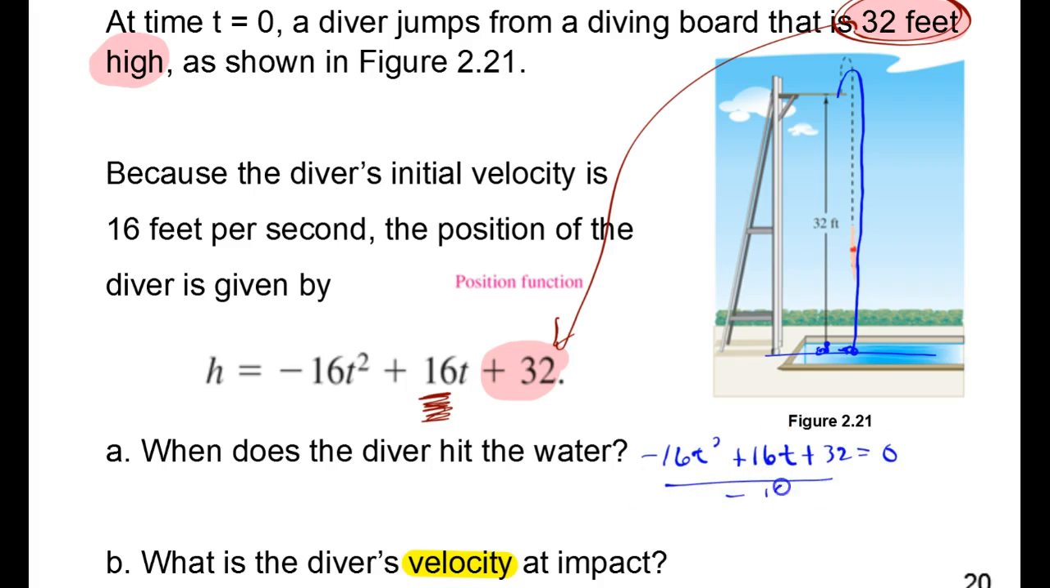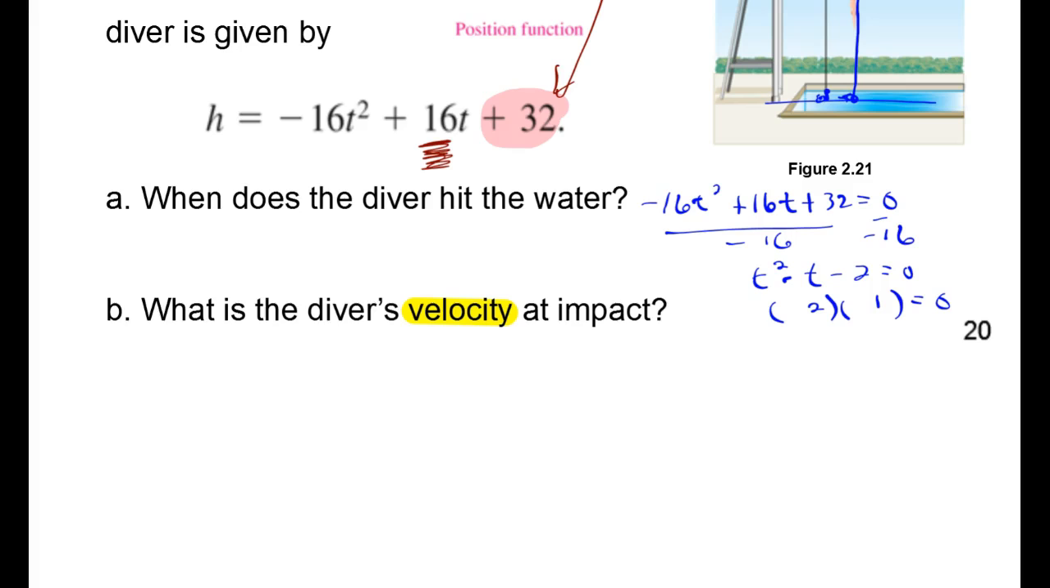I'm going to divide everything through by negative 16. That will just make the numbers smaller, a little bit easier to factor. Factors of 2 that differ by 1 are 2 and 1. Signs are going to be different, so t minus and t plus. But of course, t can never equal negative 1, so I'll throw that answer out because time can't be negative. Here it is, time is 2. So it takes 2 seconds for this diver to hit the water.